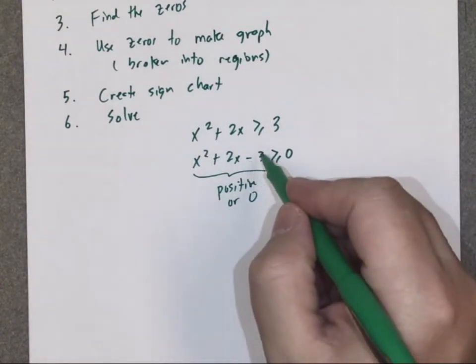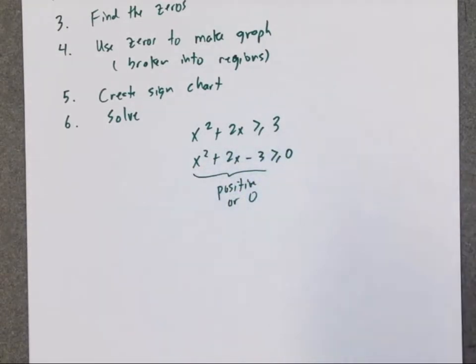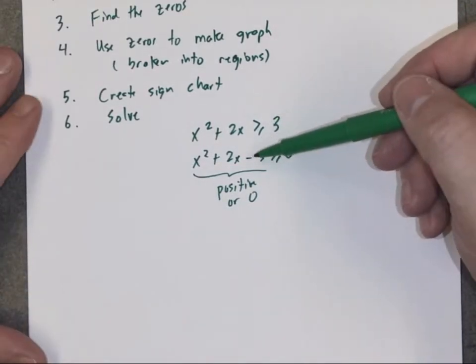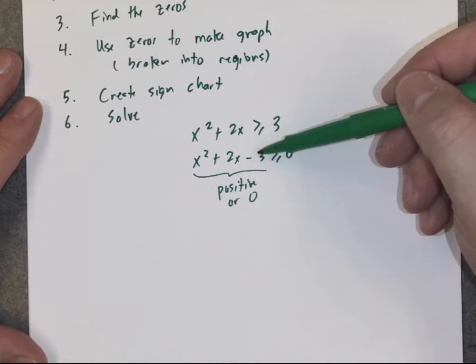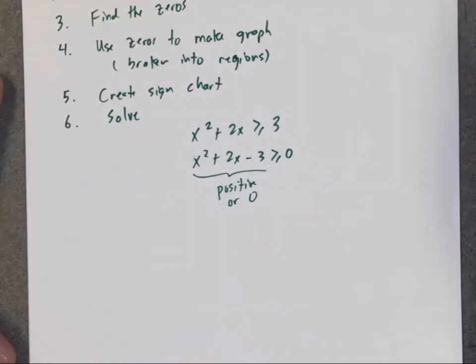Because whenever this expression is positive, that's what it means to be greater than 0. So at the very end, you're going to see me come back to this, where the whole key is, what are the values of x that cause this expression to be positive?